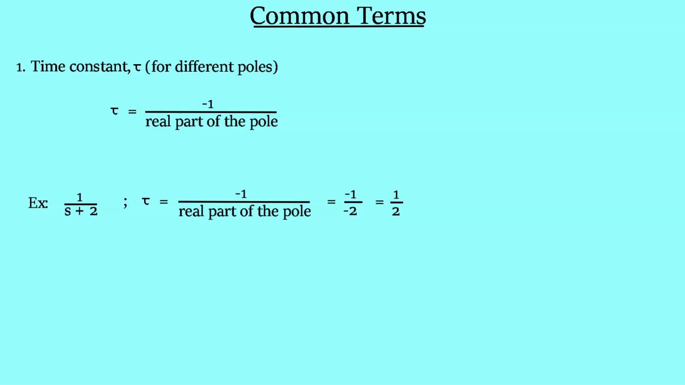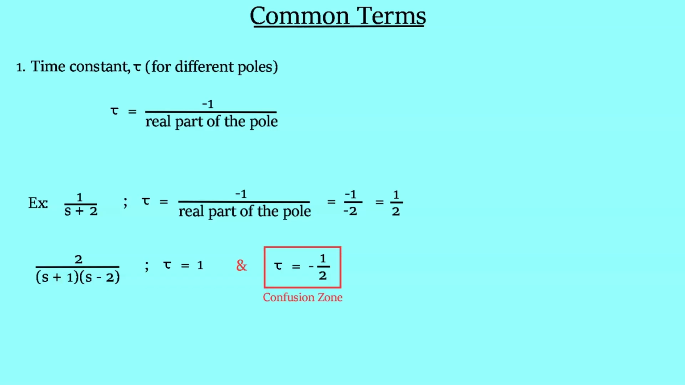constant will be equal to 1 by 2. Now consider a second order system with the shown transfer function. The time constant will be equal to 1 and -1 by 2. Now this negative time constant brings a confusion zone which is very important and must be discussed. Negative time constant in reality does not make much sense. Then the question is, is it valid?